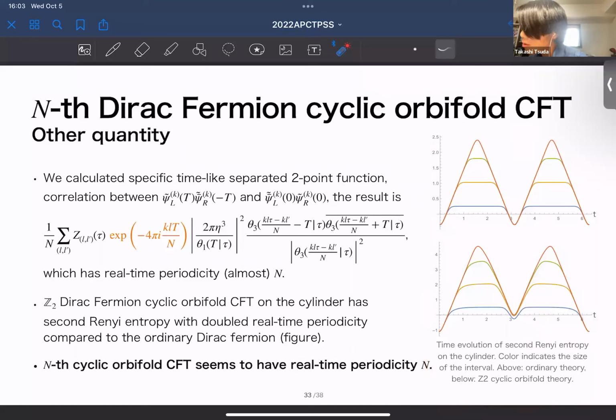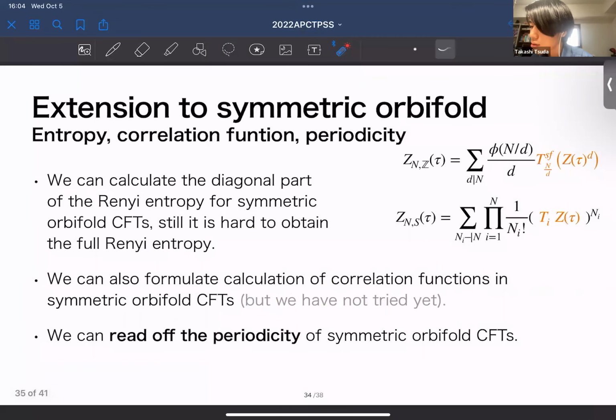The normal Dirac fermion on the cylinder has a periodicity of this length, and in the Z2 cyclic orbifold case we have the doubled periodicity. So we can conclude that n cyclic orbifold CFT seems to have real-time periodicity. And so we want to discuss the extension to symmetric orbifold CFT.